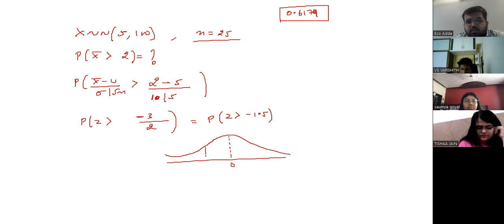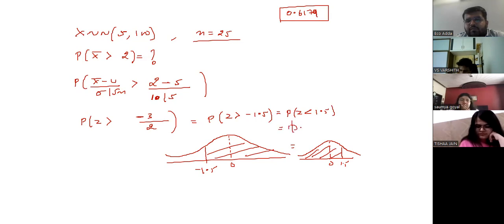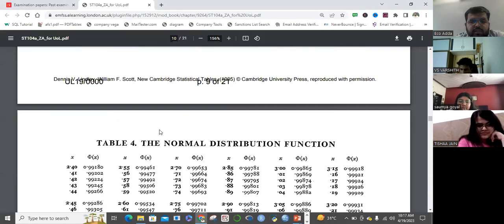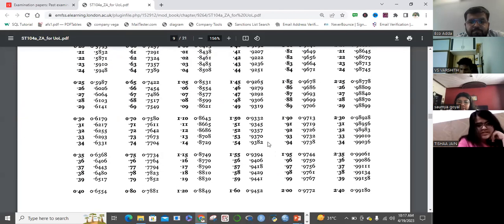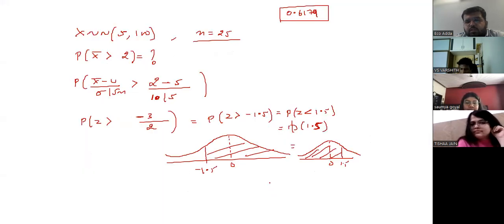This is 0, this is -1.5, and this is what we need. And we know that this is exactly the same as, if this is 0, this is 1.5, and this area. So therefore, can we write this is equals to probability z is less than 1.5, which is nothing but phi 1.5, which is equals to 0.9332.